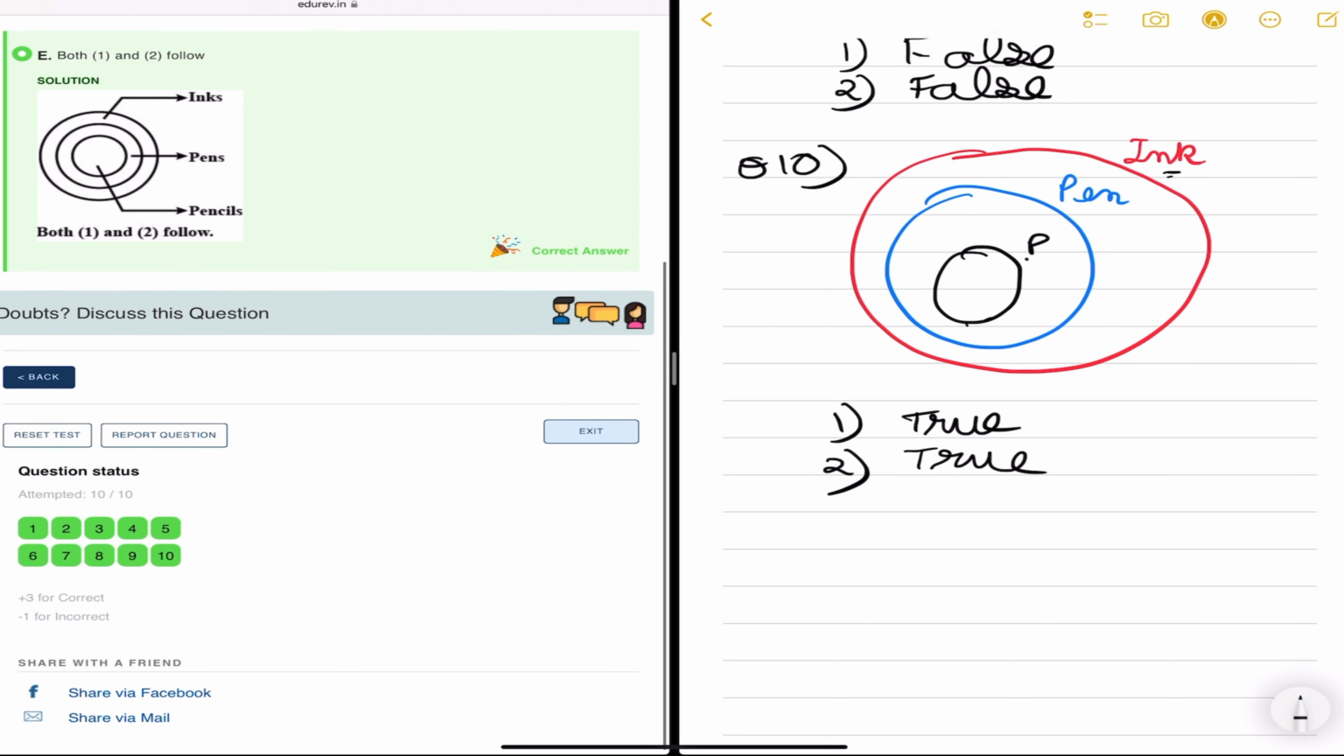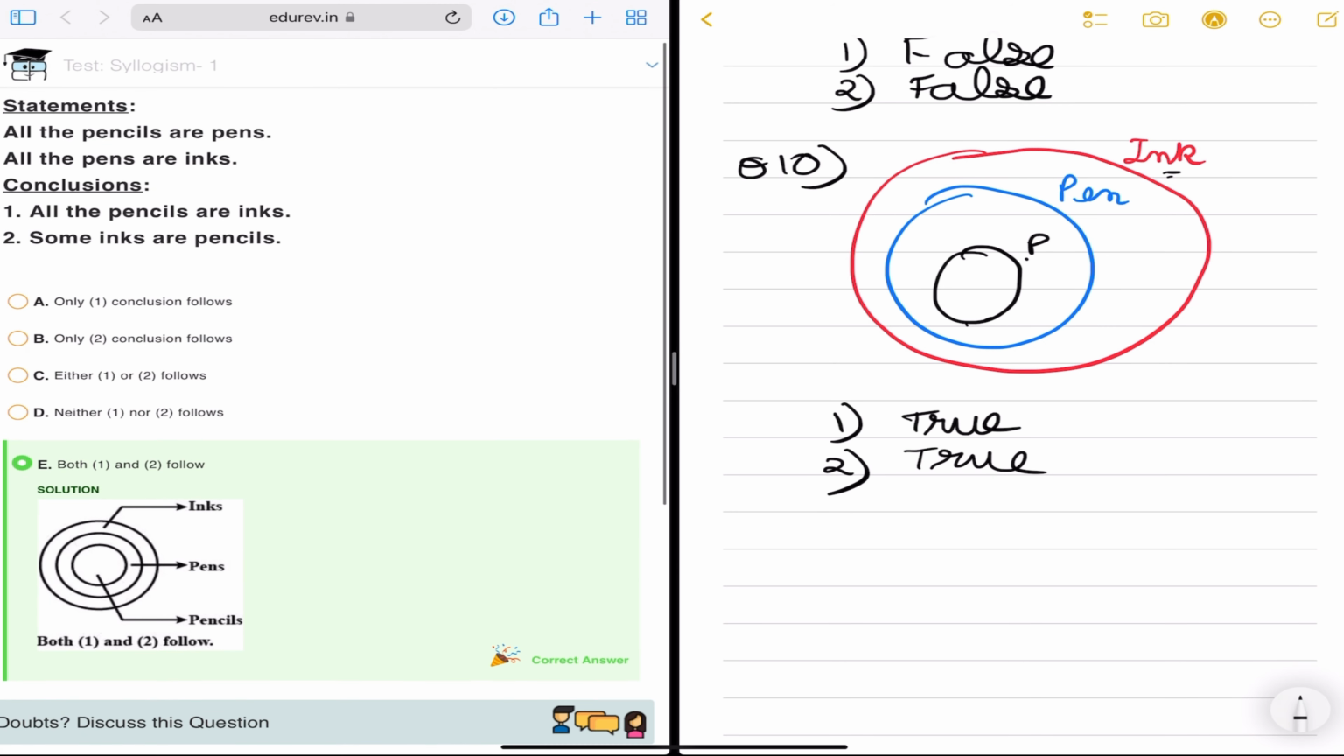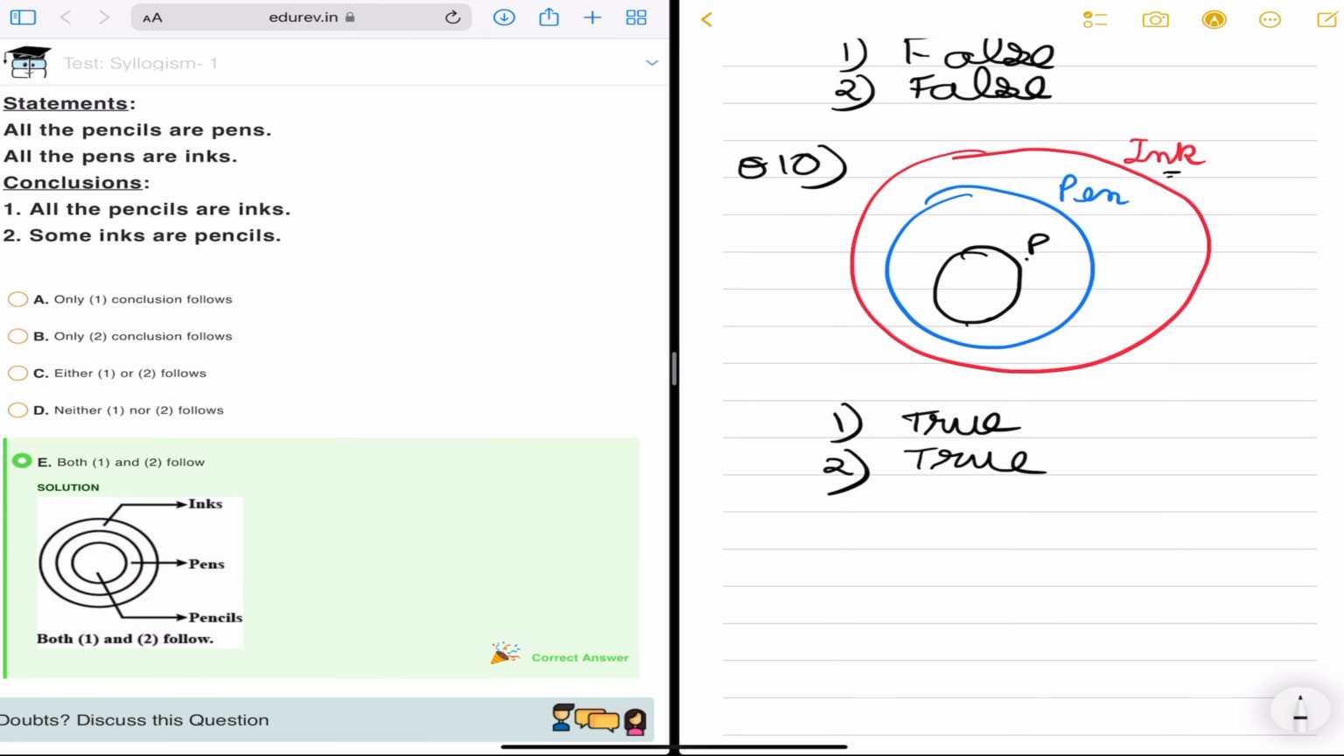Great. So as you can see, we have done all the questions correctly, and the questions weren't very hard either. If we know the basic trick of syllogisms and we have seen all the other videos at EduRev on how to solve questions on syllogisms, I'm sure you would have been able to solve this test and get full marks out of it. With this, I hope that all your syllogism queries have been solved.